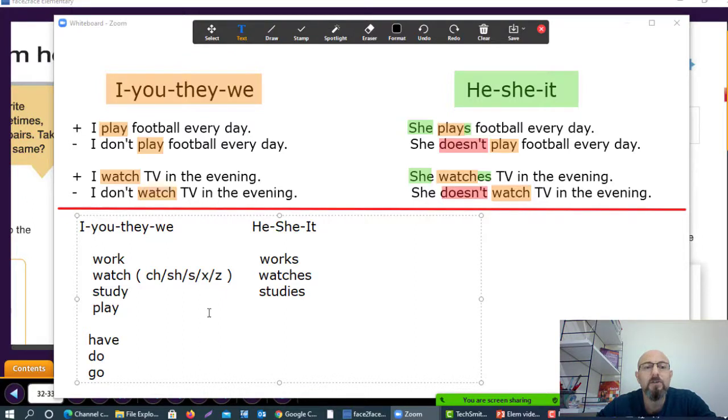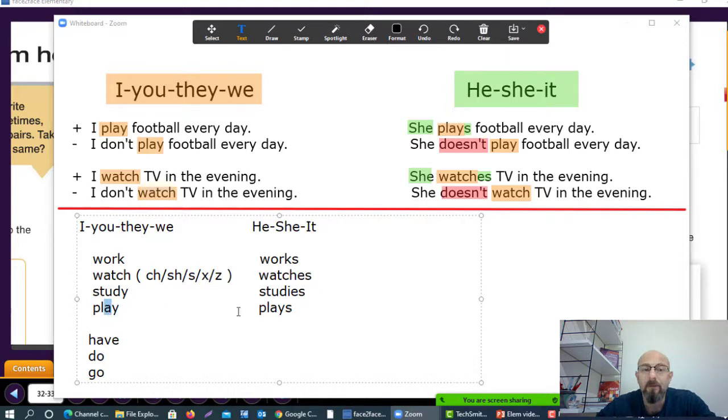Any word ends with Y. Okay, look here. Play, what do we add? We add S. But why here I-E-S, here S? Before Y, what comes before Y? Consonant or vowel? The vowel letters, we know, are A, E, I, O, U. So this is a consonant. Before Y, we have a consonant letter, we delete Y and add I, E, S. Before Y, we have a vowel letter, we add S normal.